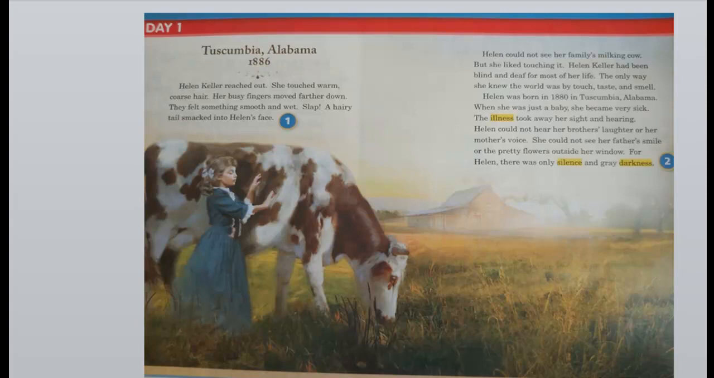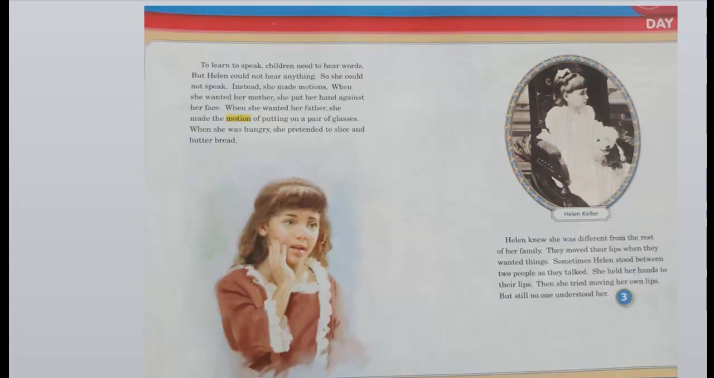Let's see what's next. To learn to speak, children need to hear words. But Helen couldn't hear anything, guys. So she couldn't speak. Instead, she made motions, movements, okay? So as she couldn't speak and made her movements, when she wanted her mother, she put her hand against her face.